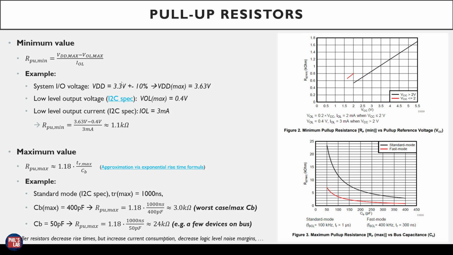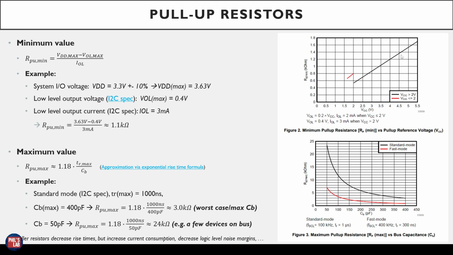So as you can see, if we increase VDD, for example, to 5 volts, our pull-up resistor minimum value will increase. I've also copied in a picture from a Texas Instruments app note, SLVA689. Again, I'll leave links to this in the description box below. And this shows the minimum pull-up resistance versus pull-up reference voltage for voltages greater than 2 volts and voltages less than or equal to 2 volts.